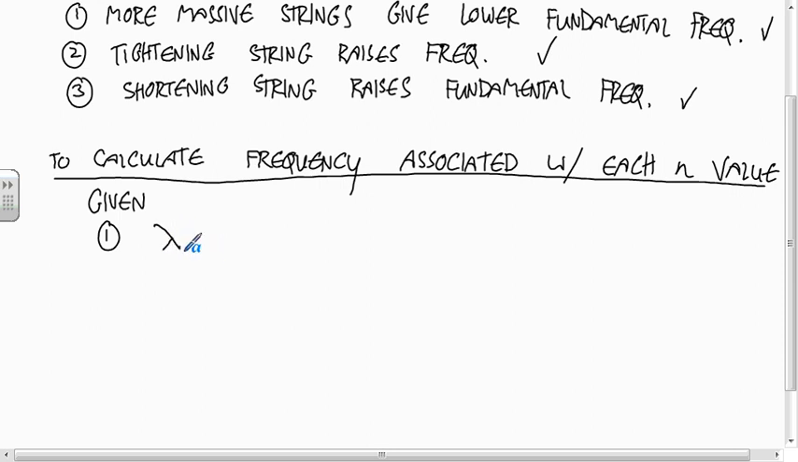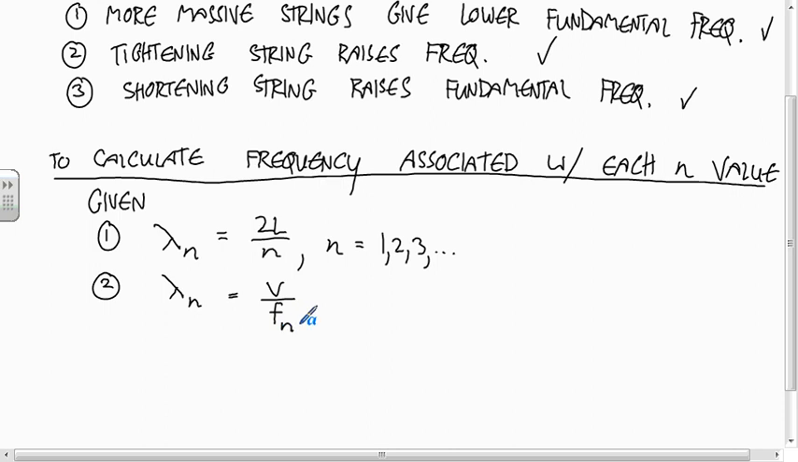First, you'll be given the equation that says the nth wavelength is equal to 2L over n. Second, you'll be given the equation that says wavelength is related to wave speed and frequency in this way. And third, you'll be given the equation that says the wave speed for a transverse wave on a cable is the square root of the tension divided by the mass per length.